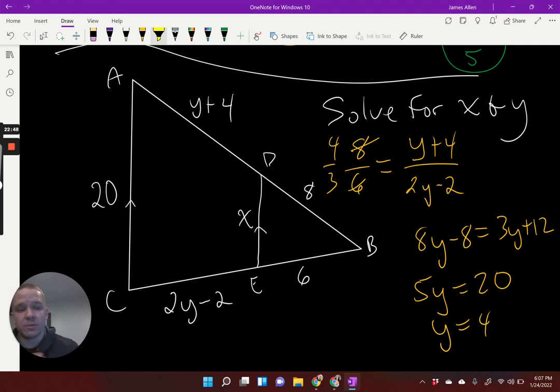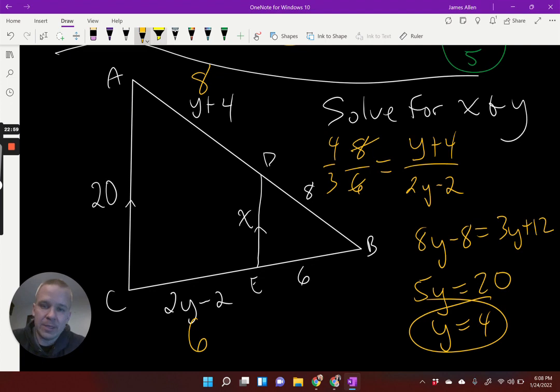All right, so if y equals 4, halfway done. That makes this one 8. That makes this one right here 6. Look at that. It's halfway up on each side. That's like a midline. That's fun.